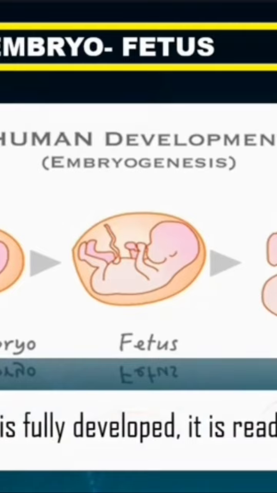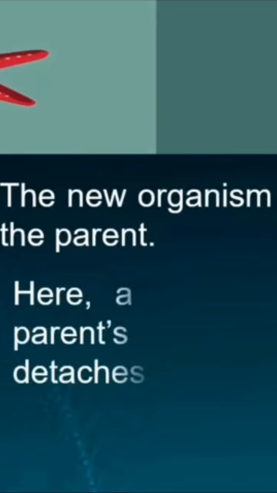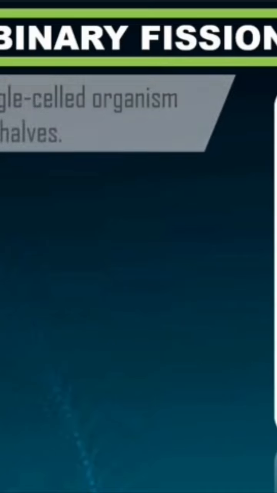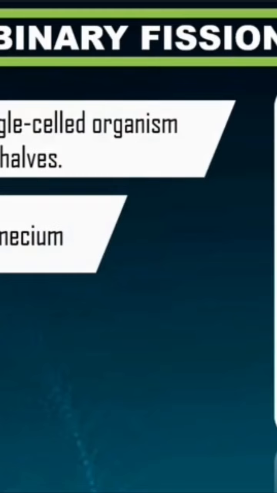In asexual reproduction, only one parent is involved and there is no fusion of gametes. The offspring produced are exact copies of the parent. Like in binary fission, a single-celled organism like amoeba divides into two equal halves.